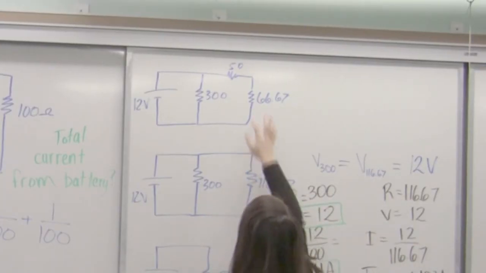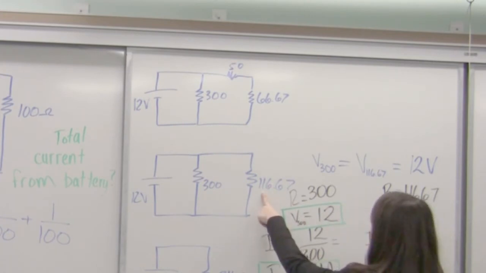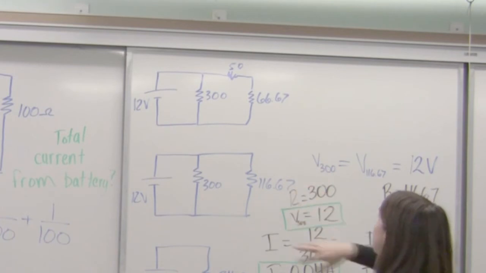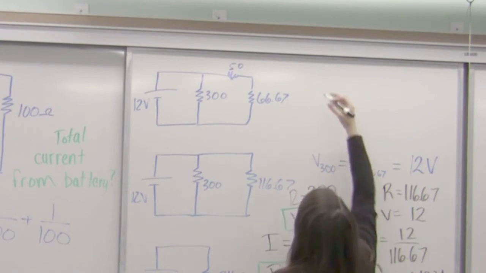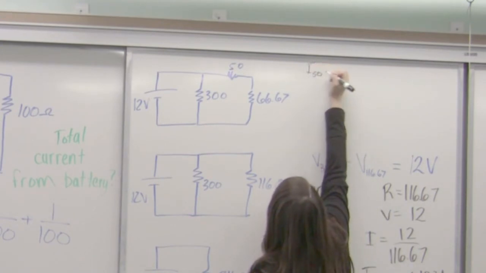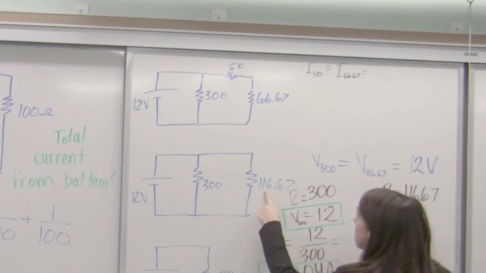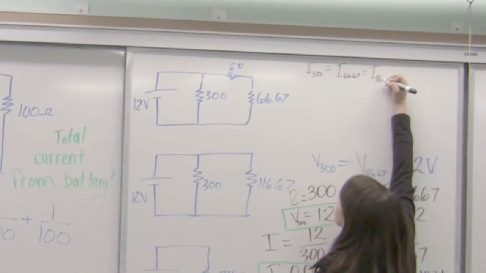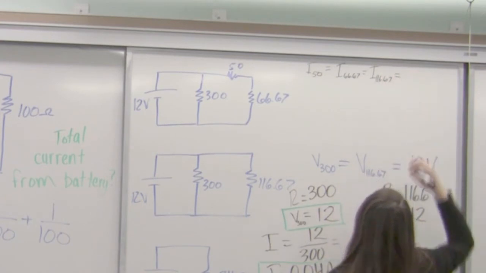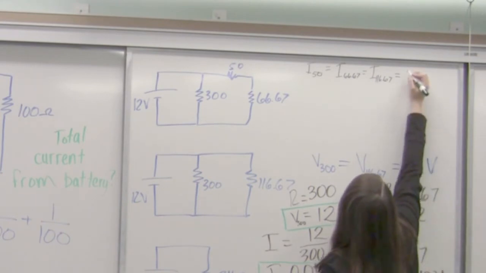Now I've got these two resistors in series, which are equivalent to this resistor here. So that means since they're in series, they're going to have the same current as each other. So the current through the 50 is equal to the current through the 66.67, which is equal to the current through this one, its equivalent one. And that is all equal to 0.103 amps.